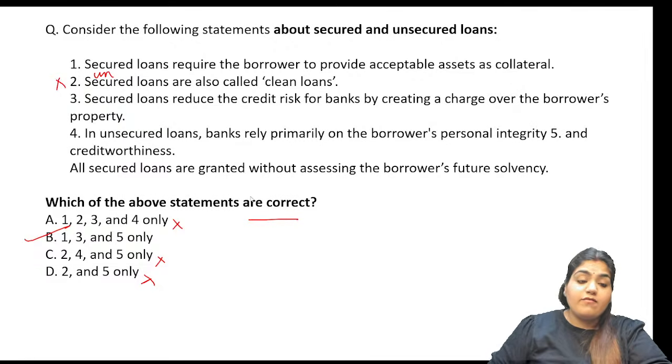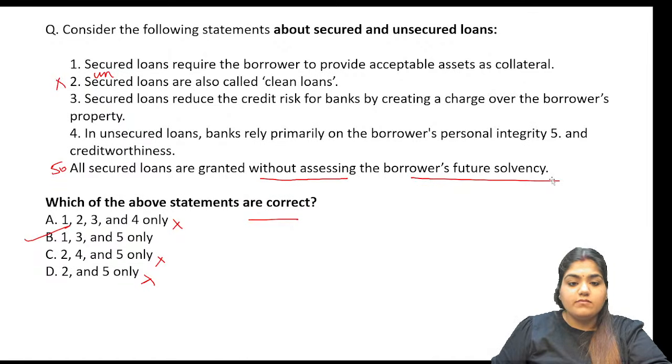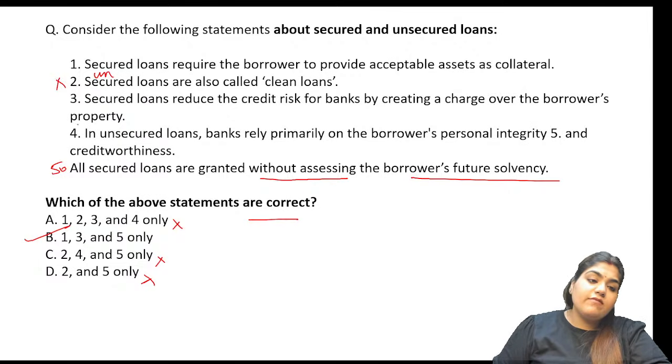Let's see statement number 5. All secured loans are granted without assessing the borrower's future solvency. Even for a secured loan, future solvency of the borrower is important. 2 is incorrect, 5 is incorrect. That will give us 1, 3 and 4 as correct. We have to tell what is correct.